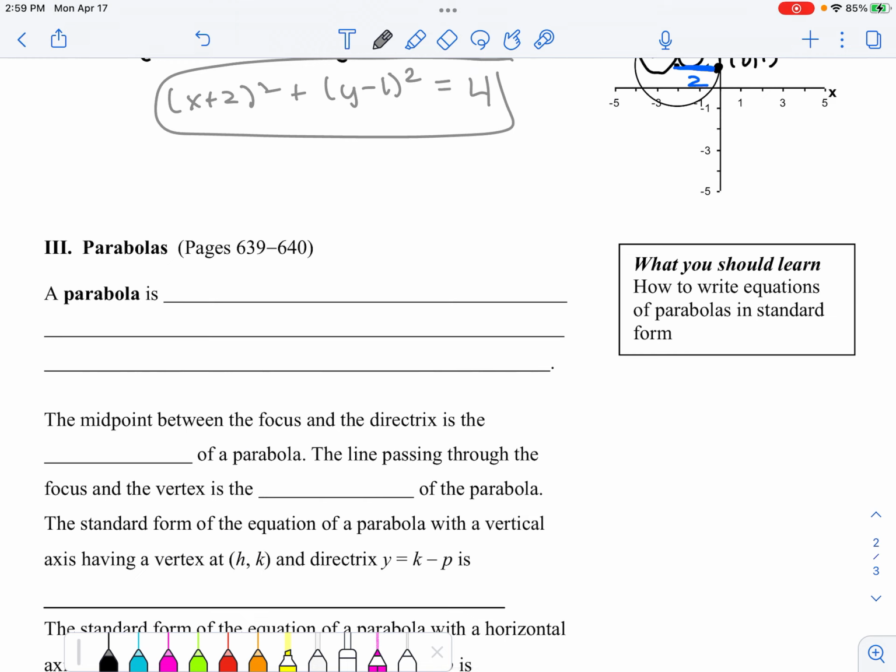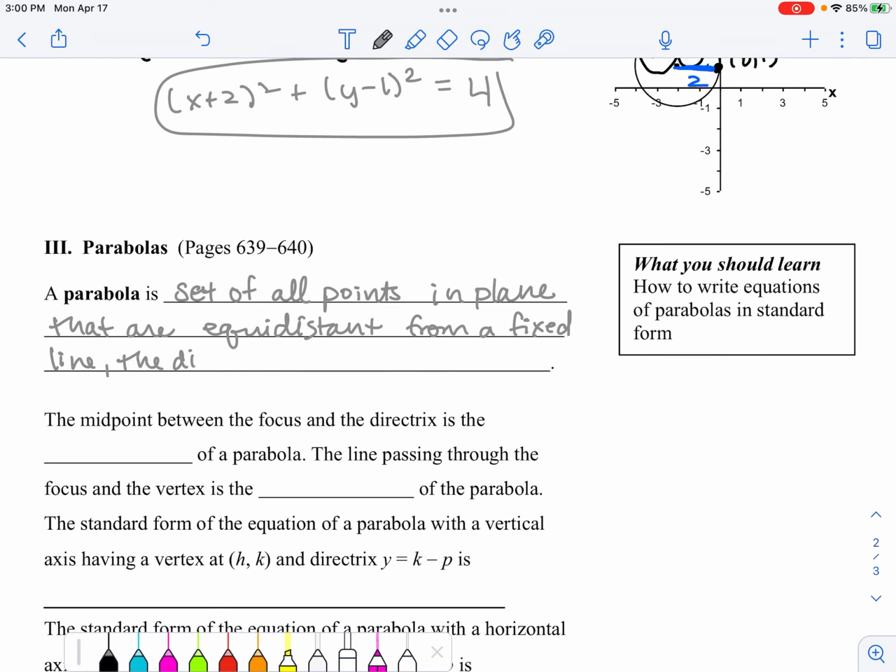Okay, now let's start talking about a parabola. A parabola is a set of all points in a plane that are equidistant from a fixed line, which is called the directrix, which we talked about up above in that vocabulary box, and a fixed point called the focus.